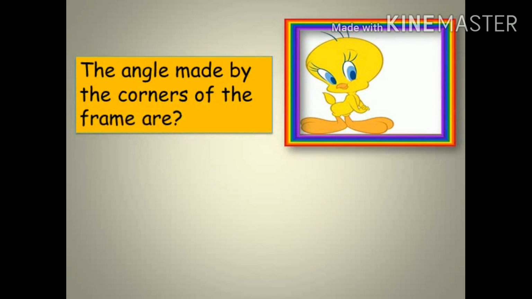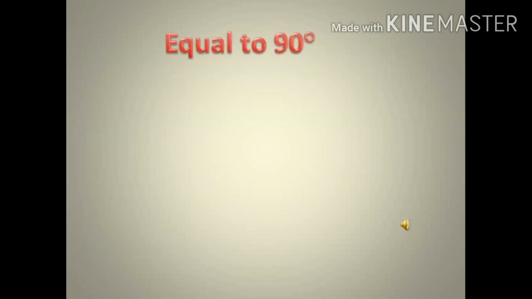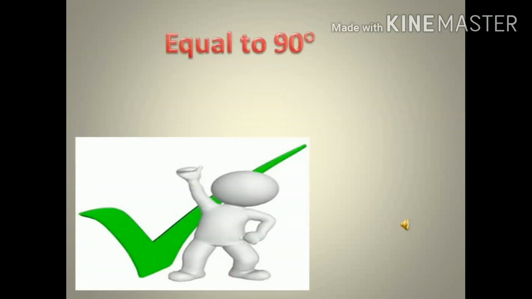Here is a photo frame. What will be the angles made by the corners of this frame? A, less than 90 degrees. B, greater than 90 degrees. C, equal to 90 degrees. D, all of the above. The correct answer is equal to 90 degrees.